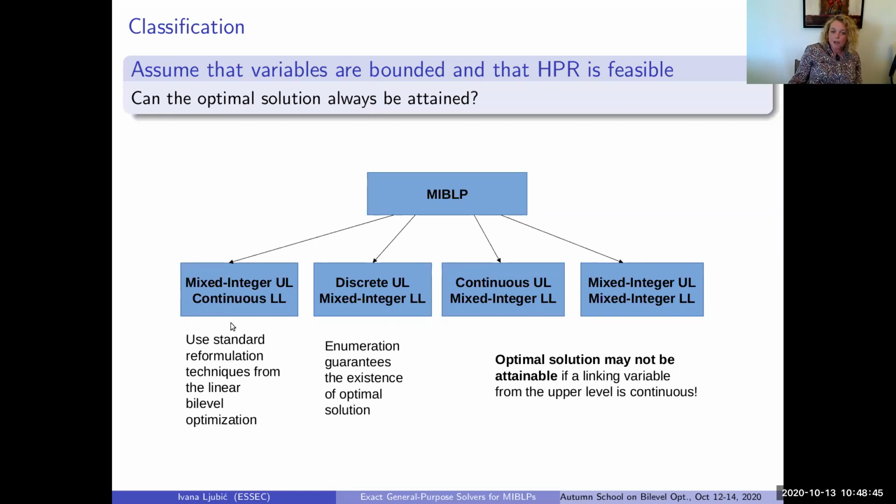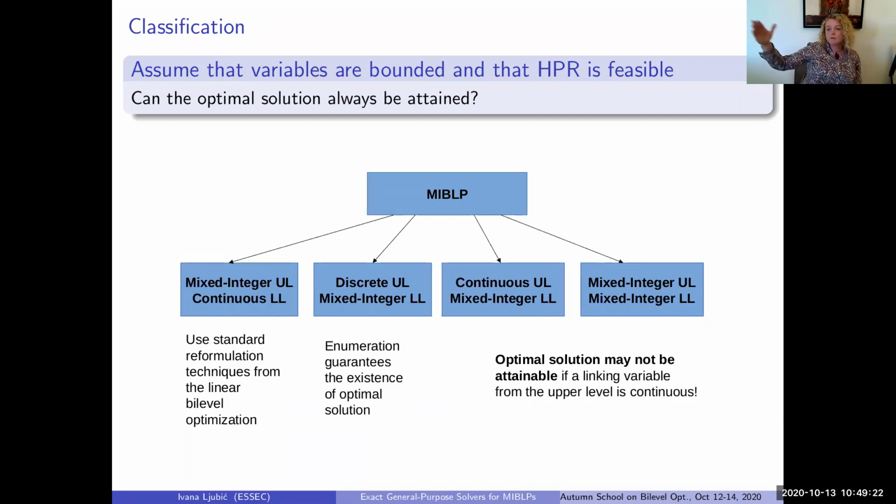Okay. Now, if at the upper level, I only have the discrete variables, and at the lower level, we are solving an MILP, then, and I will show you this in a few slides, it's practically enough, in the brute force sense, because the variables are bounded, that you enumerate all possible choices of the values at the upper level, and then for each fixed upper level, you solve the follower subproblem and you evaluate the solution of the leader.